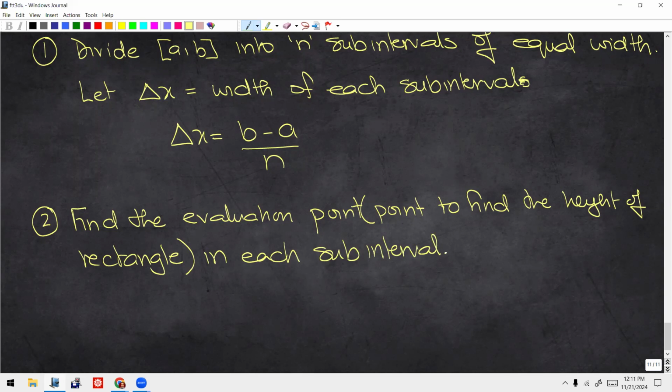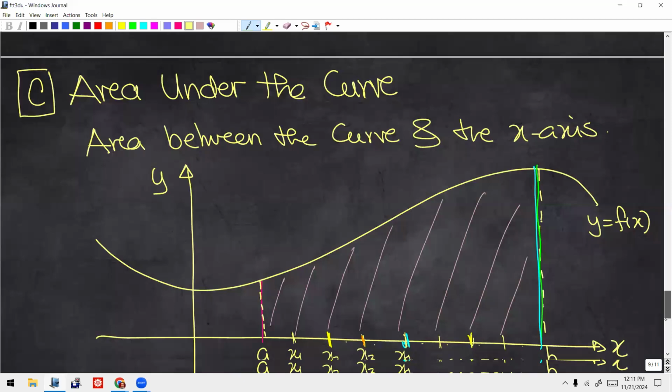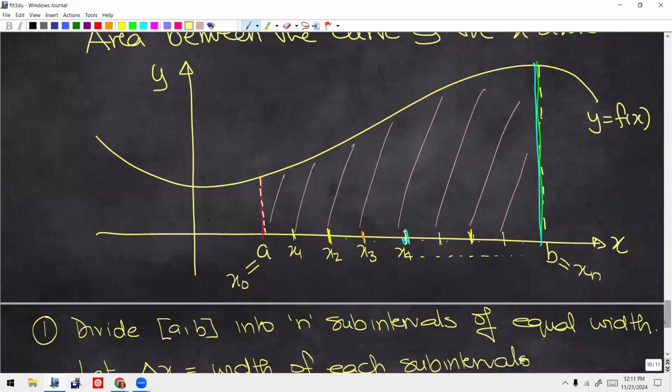Okay, that's what we're going to do. So let's go back up to the picture and do that. Let's just focus on this subinterval, that's my first subinterval, correct? I need to find an evaluation point. Why do I need to do that? Because that's going to be the point that I'm going to use to find the height of the rectangle.